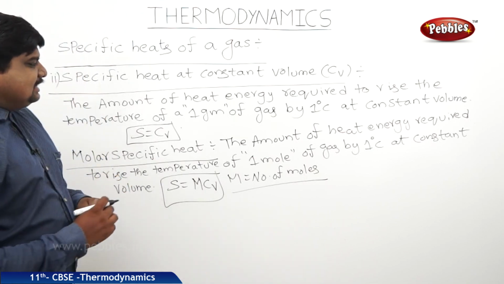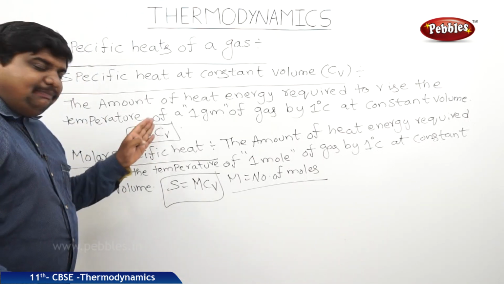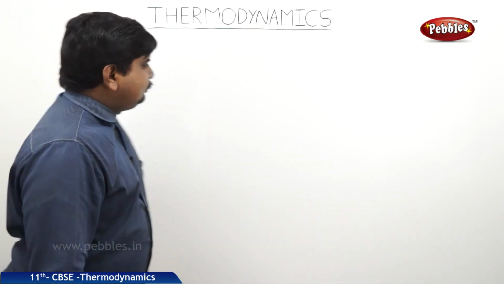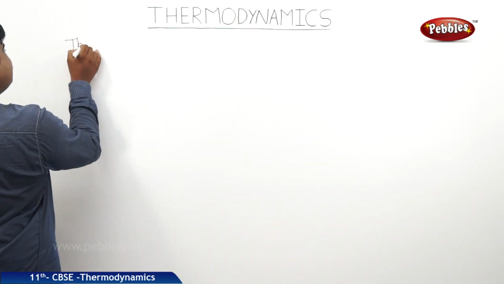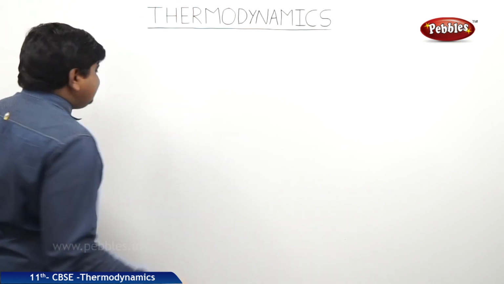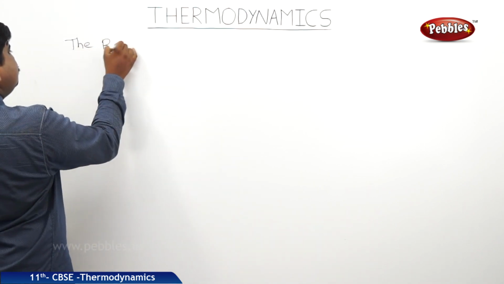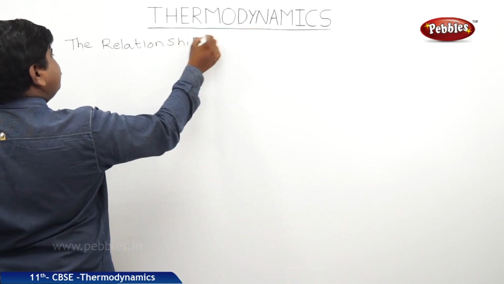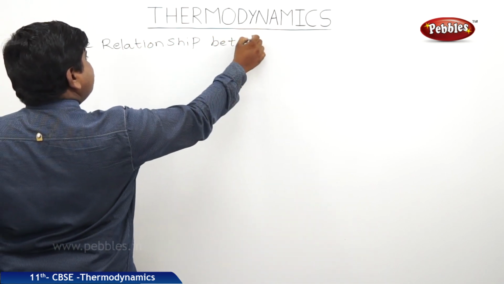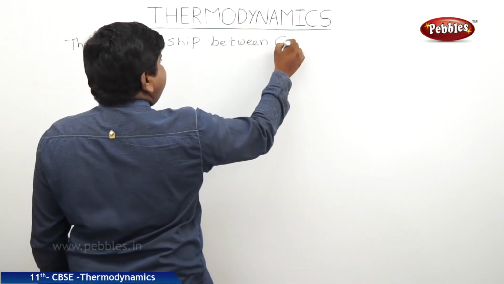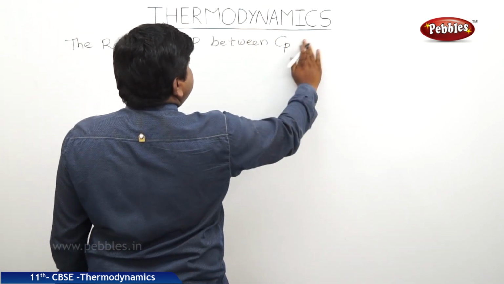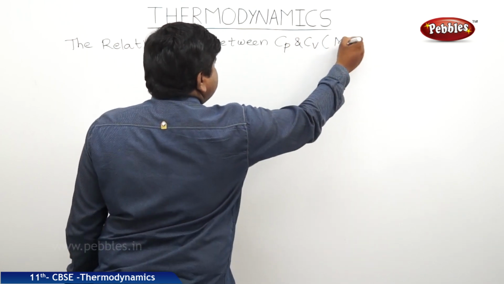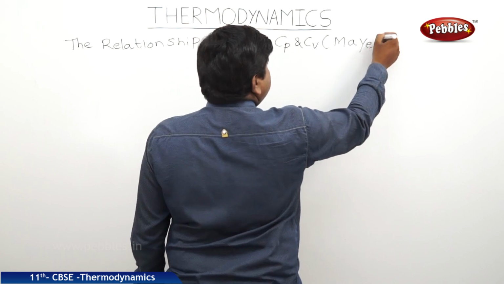Now, we are going to discuss the relationship between Cp and Cv. The relationship between Cp and Cv is also called Mayer's relation. The title is Mayer's relation.